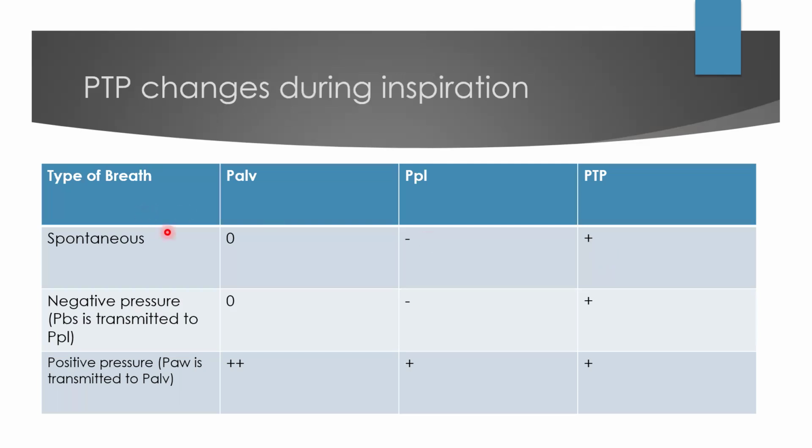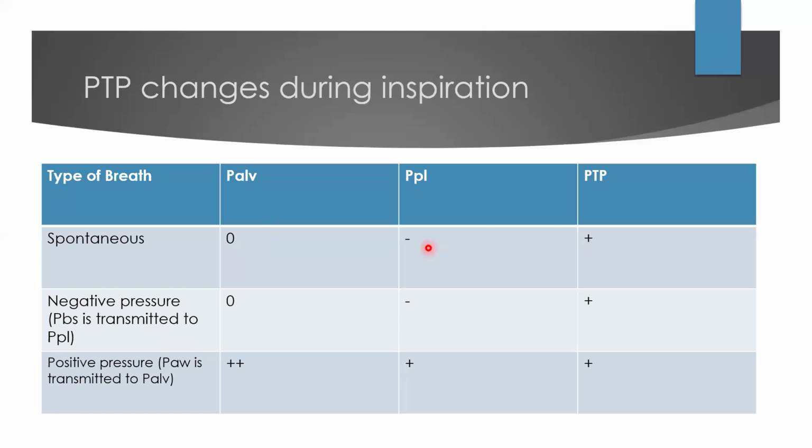So see this. In spontaneous respiration, the alveolar pressure is 0. At the beginning of inspiration, there will not be any flow into the alveoli, so the pressure inside the alveoli is taken as 0. Similar to that, the pressure at the airway opening is also 0. So both pressures are 0, so there is no gradient, and hence there is no flow.